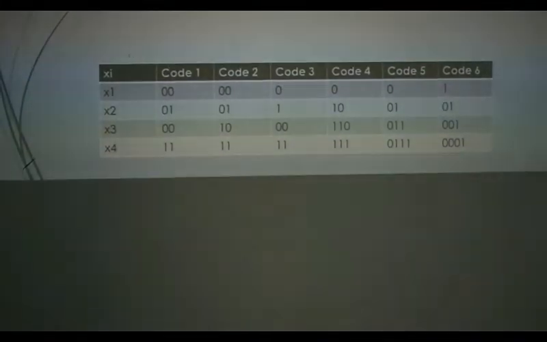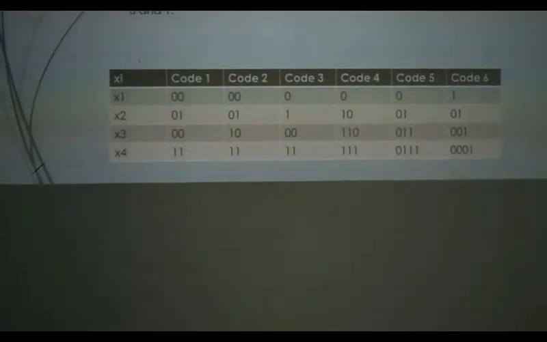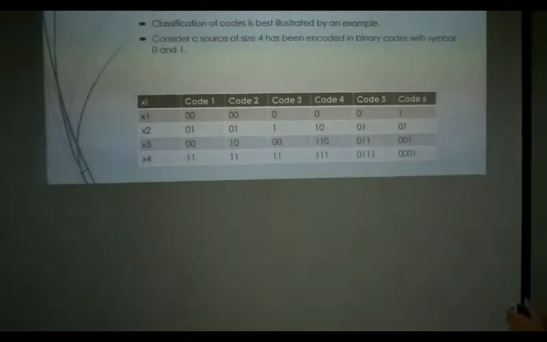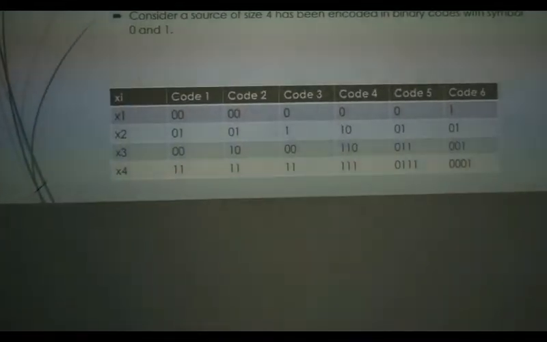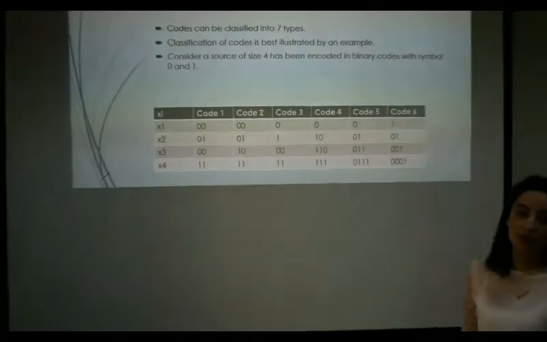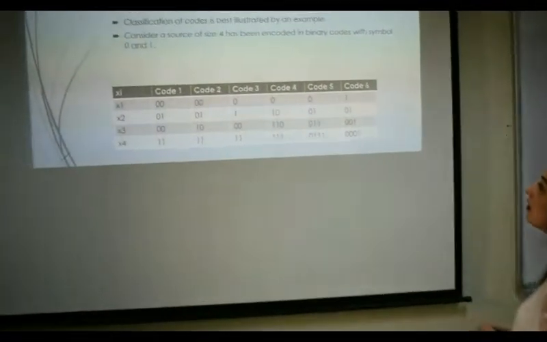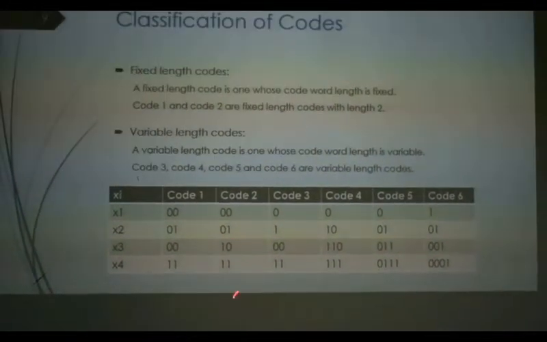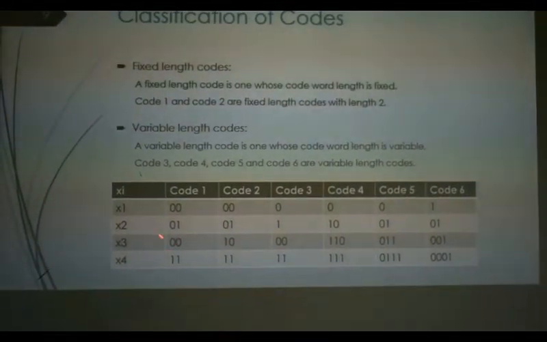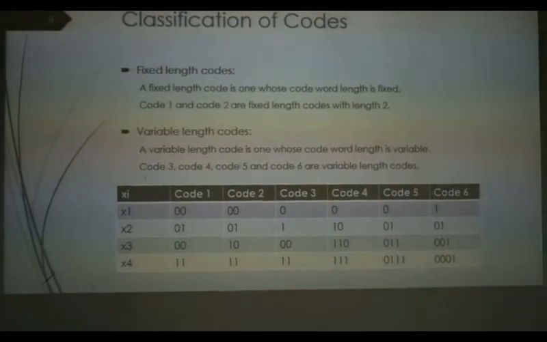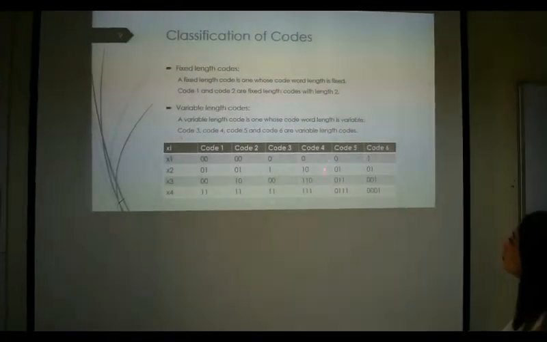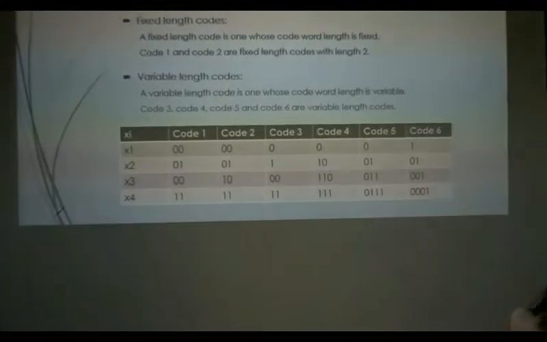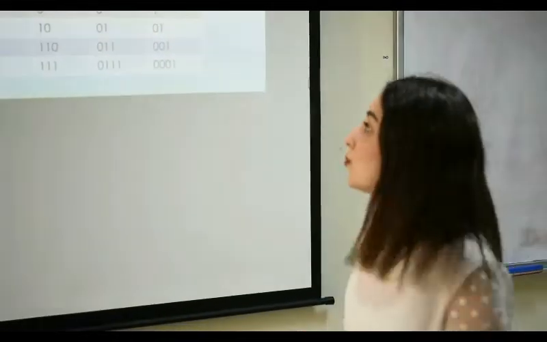The first thing that can come into your mind while looking at this table for the first time is that there are codes with the same length and codes with different lengths. So the first 2 classifications found so far are fixed length codes, just like code 1 and code 2 with length equal to 2, and variable length codes, just like code 3, code 4, code 5, and code 6. Note that a code can only be a fixed length code or a variable length code, but not both.